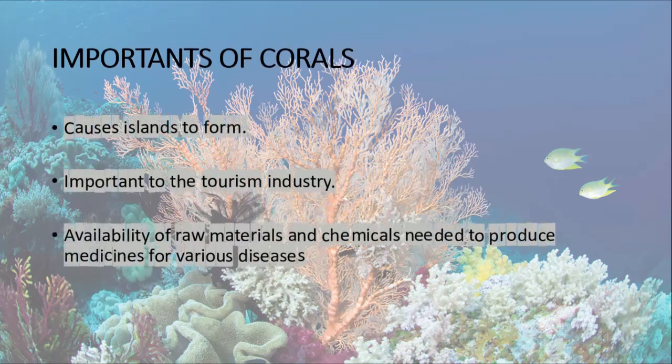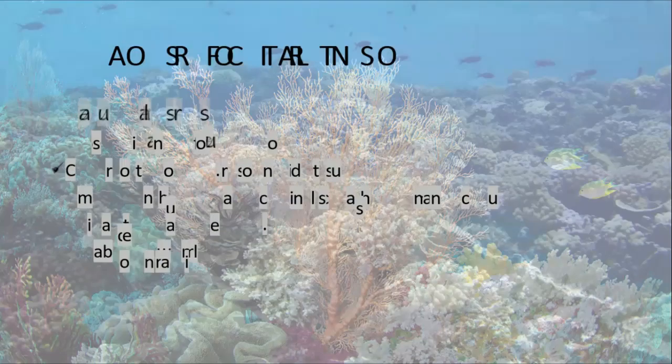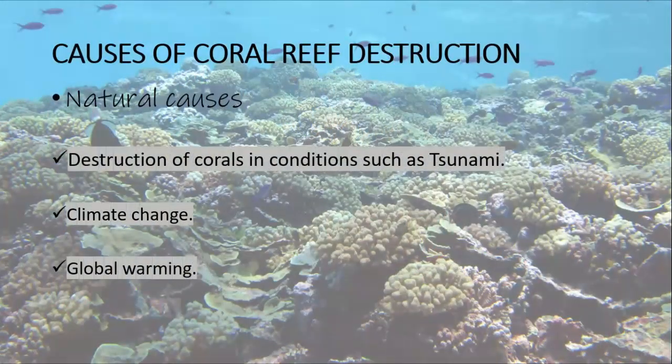It causes islands to form and it's very important to the tourism industry. Then the availability of raw materials and chemicals needed to produce medicine for various diseases is another importance. Now I'm going to talk about the reasons for the destruction of these beautiful coral reefs.